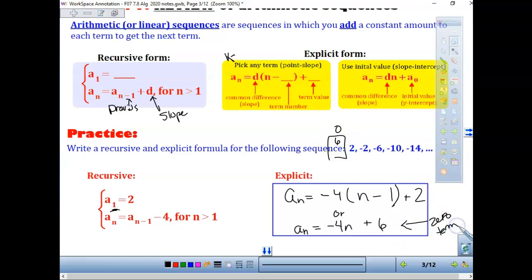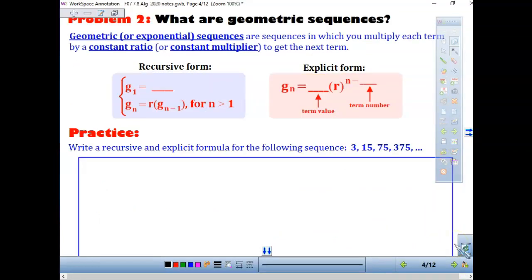So going back, if I'm thinking about the 0 term, how else do we think of the 0 term? We think of it as our y-intercept, okay? So that's kind of our first part, just a little bit of refresher. Now we're going to look at geometric on the top of the next page.